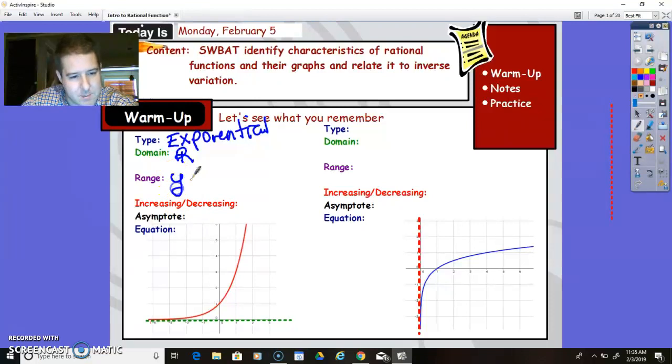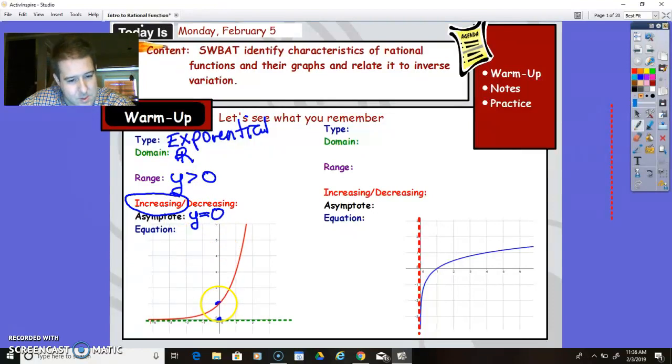Now the range has to be everything that's above 0 because this function never goes below the asymptote. That's literally what the dotted line represents. It's that height that it's never going to reach. It's never going to be below that. And this one is increasing because you always read a function from left to right, and this one's going up. Its asymptote is at y equals 0 because that dotted line is hitting the y-axis here at 0. Easy way of thinking about it: y equals always goes horizontally and x equals always goes vertically.